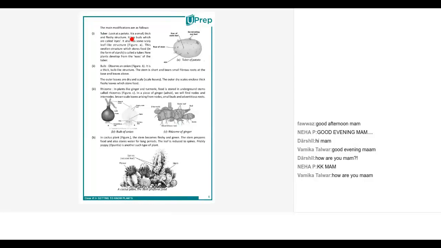Now the main modifications are as follows. This is what I was discussing, that of a potato.